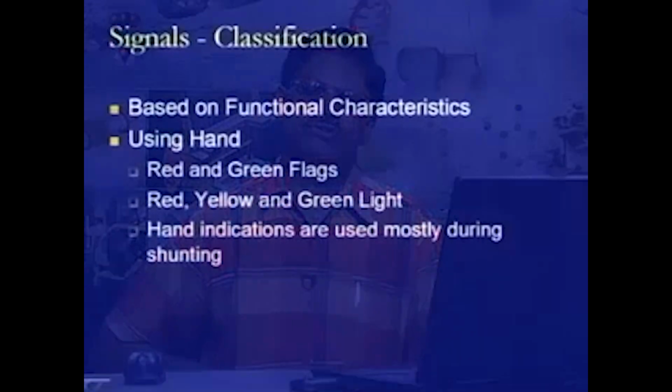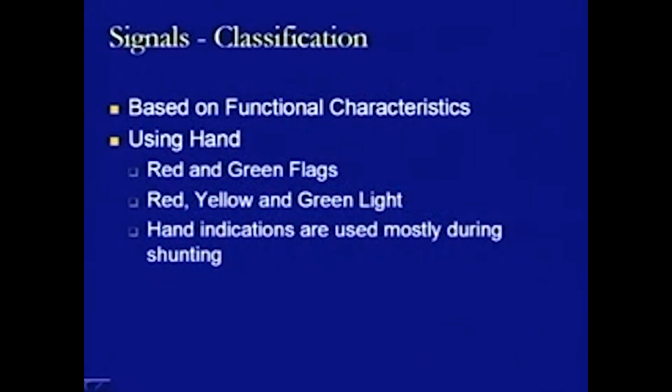Sometimes hand indications are also used, and these are mostly used when shunting operation is being carried out, because at the time of shunting it is very difficult for the person who is moving behind the shunting train to be visible to the driver, or to come out and show the lights or the flags so that things remain visible to the driver. So, in that sense the person comes on the side and gives the indications using his hands, and that is how the driver reacts to that.